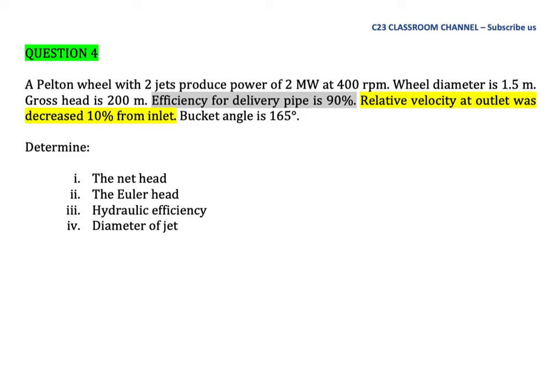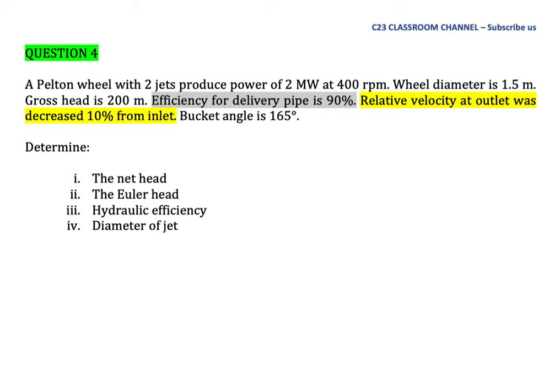Turbo Machinery Pelton Wheel tutorial question number 4. A Pelton wheel with two jets produces power of 2 MW at 400 RPM. Wheel diameter is 1.5 meters. Gross height is 200 meters.